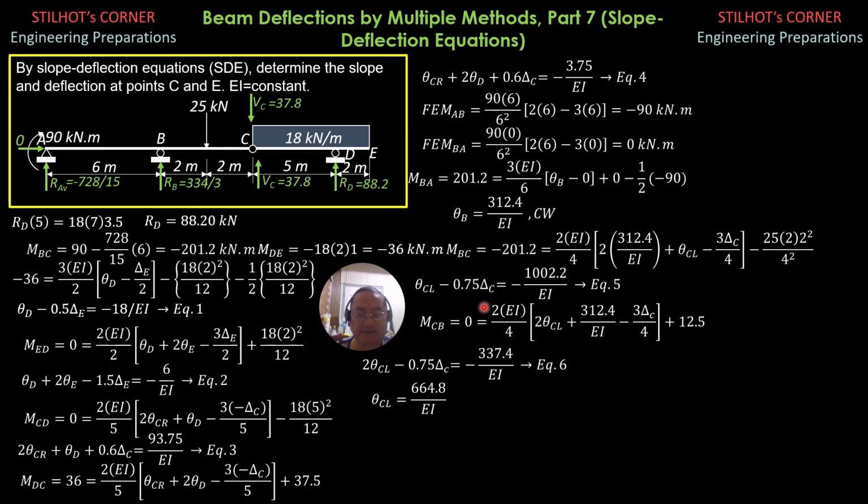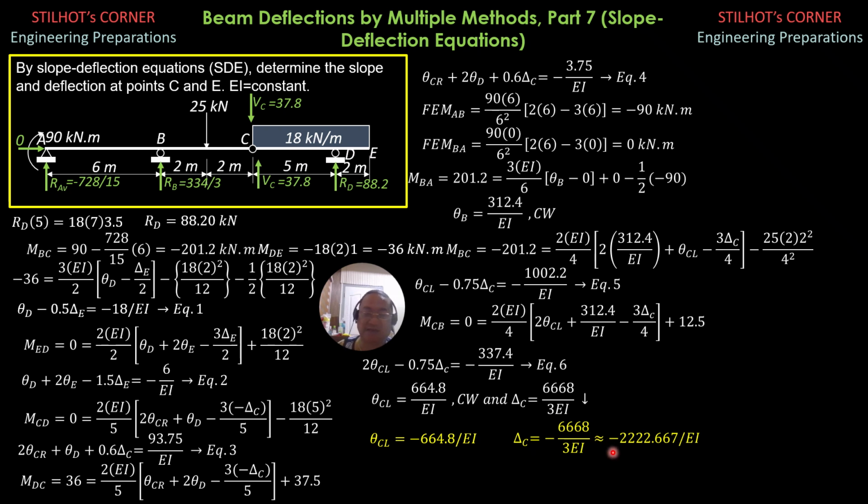So theta C left is positive 664.8 over EI, that means clockwise, and delta C is 6668 over 3 EI, also positive, so meaning to say the assumption that C will settle here, somewhere here, is correct. So it is a downward deflection. Let's finalize the answer because counterclockwise rotation is positive. So therefore, theta C left is negative 664.8 over EI, and delta C is also negative because it's downward, negative 6668 over 3 EI, just like by the other methods.